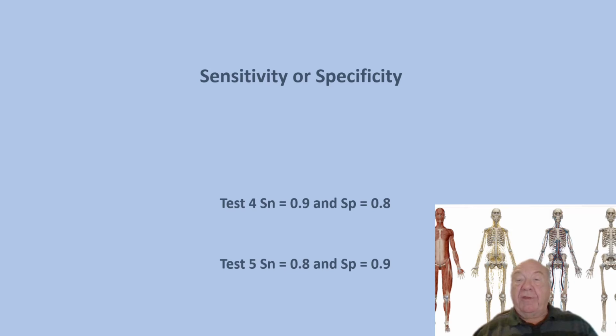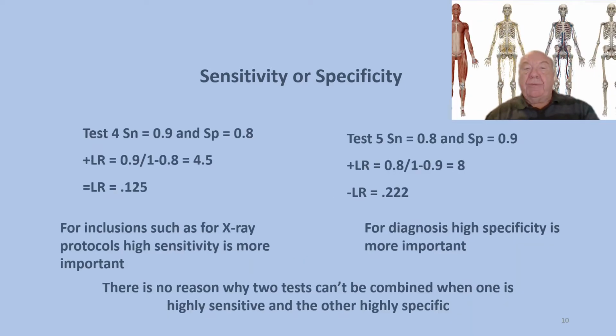So, which is better, sensitivity or specificity? And you may have made out from what I said previously, it really does depend on what you're using the test for. But let's find out anyway. So, test 4, a sensitivity of 0.9 and a specificity of 0.8. Test 5, a sensitivity of 0.8 and a specificity of 0.9. So what I've done is reverse the numbers. But what you can see is what it does to the end result.